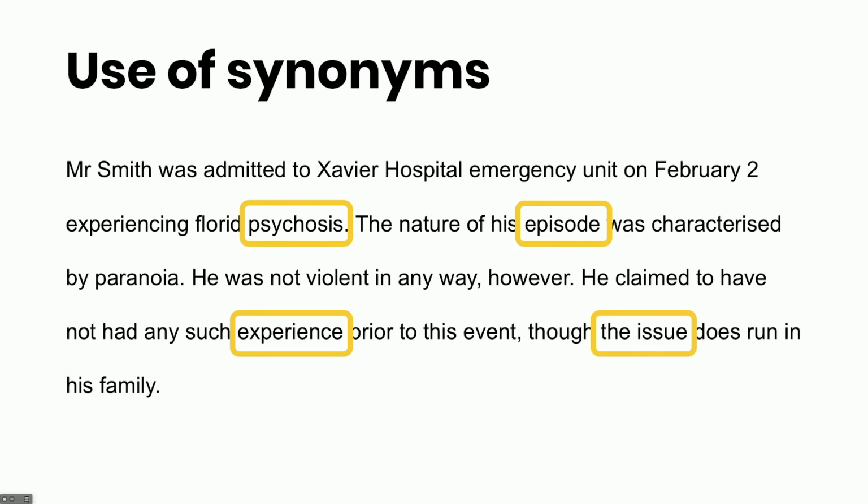He was not violent in any way. However, he claimed to have not had any such experience prior to this event, though the issue does run in his family. You can see how the use of synonyms here has, sometimes you can be too repetitious, overly repetitious. So the use of a clever synonym here or there, like episode, a psychotic episode, or issue, for example, is a nice way to write. And it's still very clear, but it just enhances your writing a little bit.